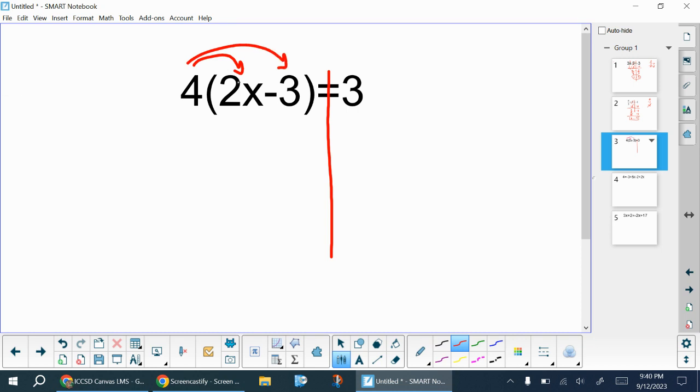So when we take 4 times 2x, we get 8x. When we take 4 times -3, we get -12. And it's still equal to -3. We didn't actually change anything about the equation. We just rewrote this side in a simpler way.